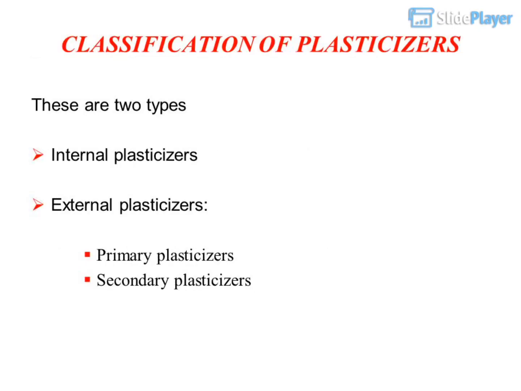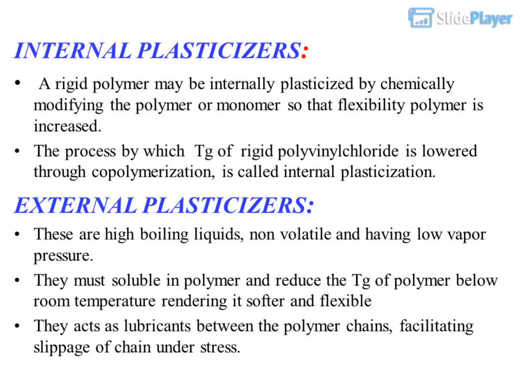Classification of plasticizers. These are two types: internal plasticizers and external plasticizers. Primary plasticizers, secondary plasticizers. Internal plasticizers. A rigid polymer may be internally plasticized by chemically modifying the polymer or monomer so that flexibility of the polymer is increased. The process by which Tg of rigid polyvinyl chloride is lowered through copolymerization is called internal plasticization.